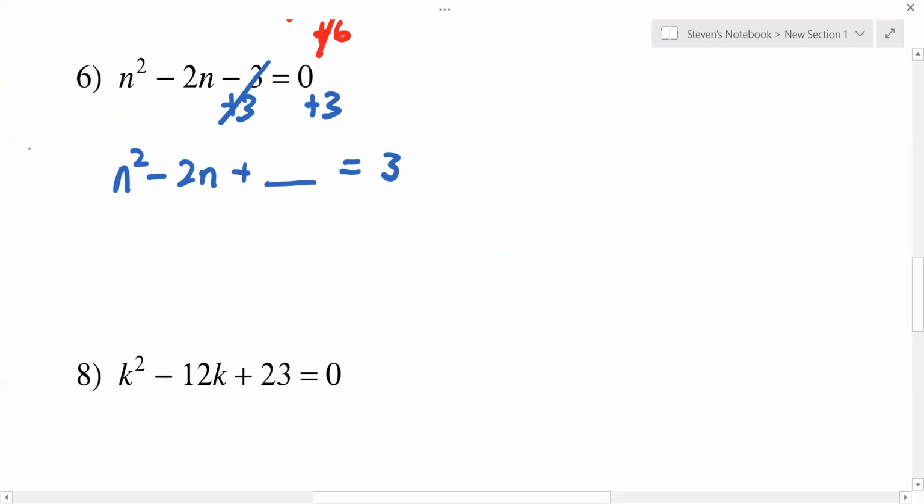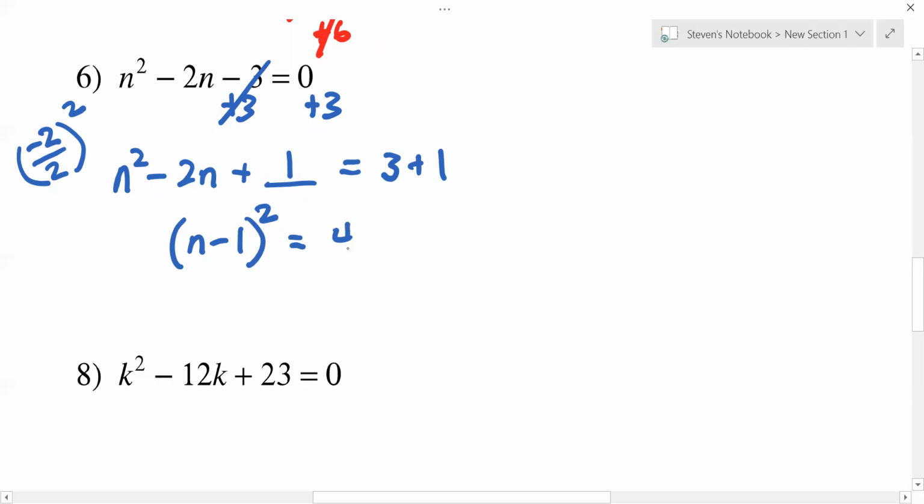I'm going to take b and divide it by 2 and square it. So negative 2 divided by 2 squared. So negative 2 divided by 2 is negative 1. Negative 1 squared is 1. So we're going to be adding 1 to both sides. This factors to be n minus 1 times n minus 1, or n minus 1 squared. 3 plus 1 is 4.